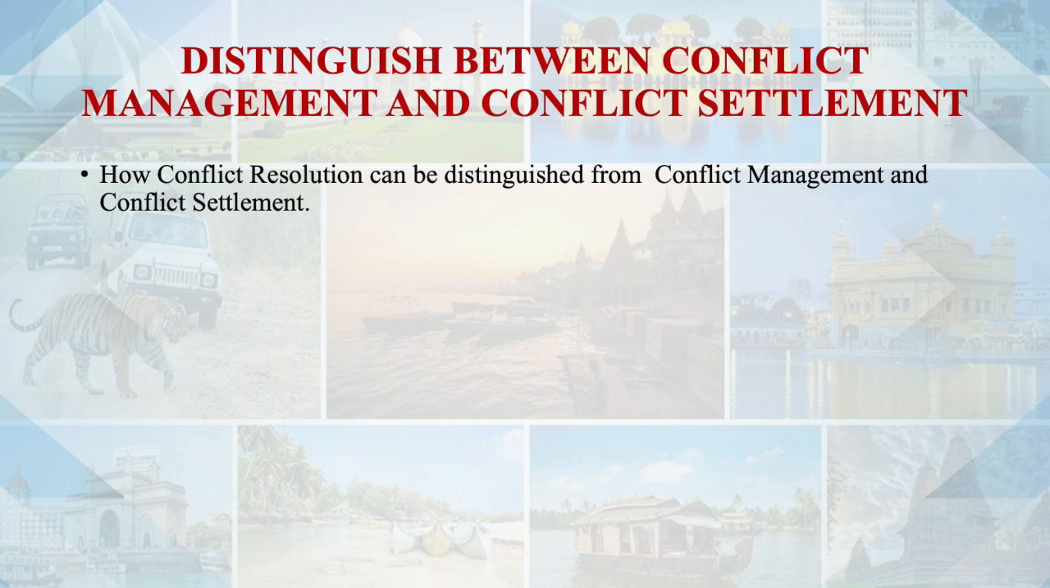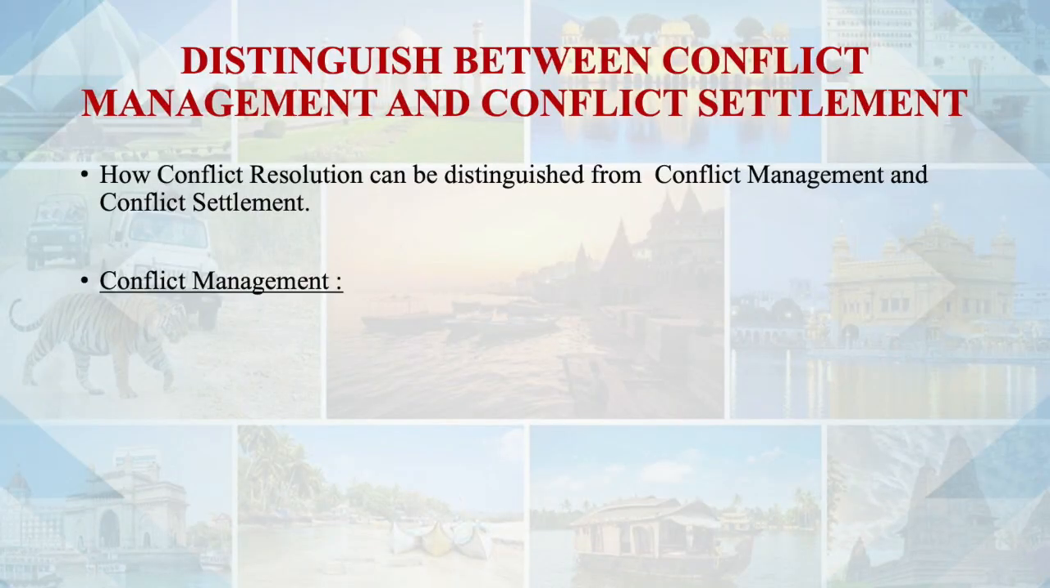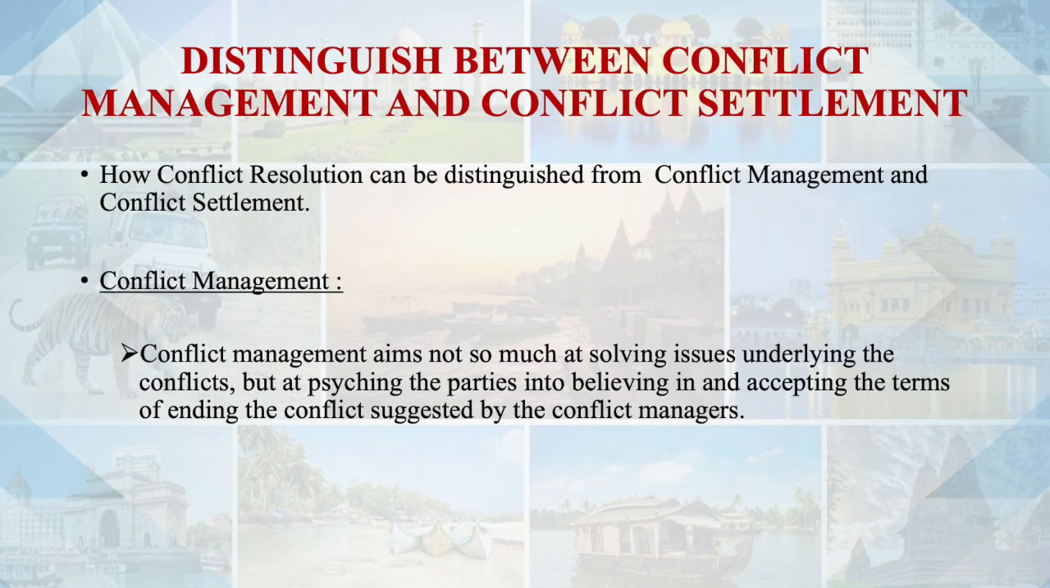So how can conflict resolution be distinguished from conflict management and conflict settlement? That is, what is the difference between conflict resolution and conflict management, and between conflict resolution and conflict settlement? Under conflict management, the objective is not on completely solving the issues or reasons underlying the conflict. Rather, it is on accepting the terms of ending the conflict as suggested by the conflict managers, a third party, or any person who is suggesting how to overcome and end the conflict.